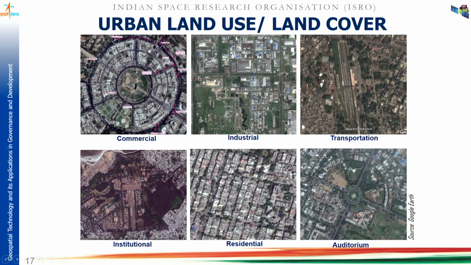Here you can see this is basically railway lines. You can see linear features. So this is basically transportation. Here you can see this complex which has a very regular layout. We have a lot of open areas. So it appears to be an institution. Here you can see it is like this, so it may be an auditorium or it may be a park.